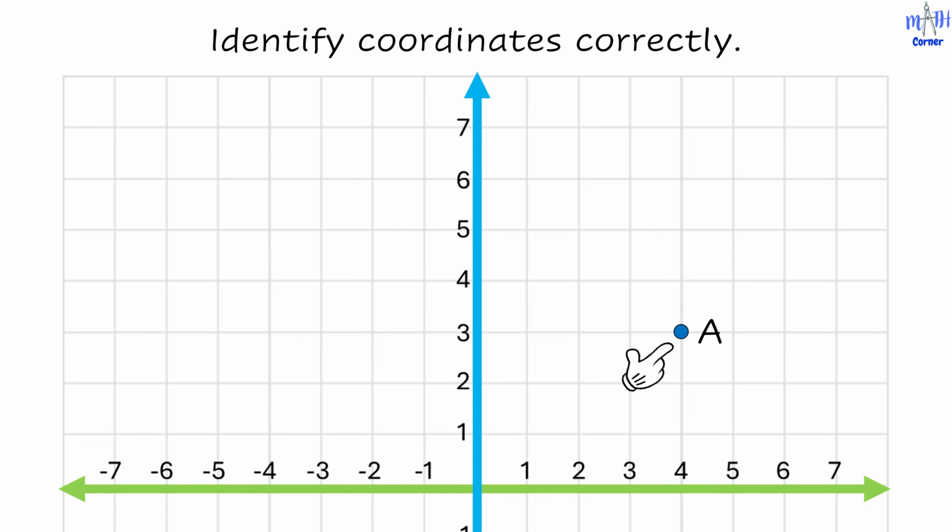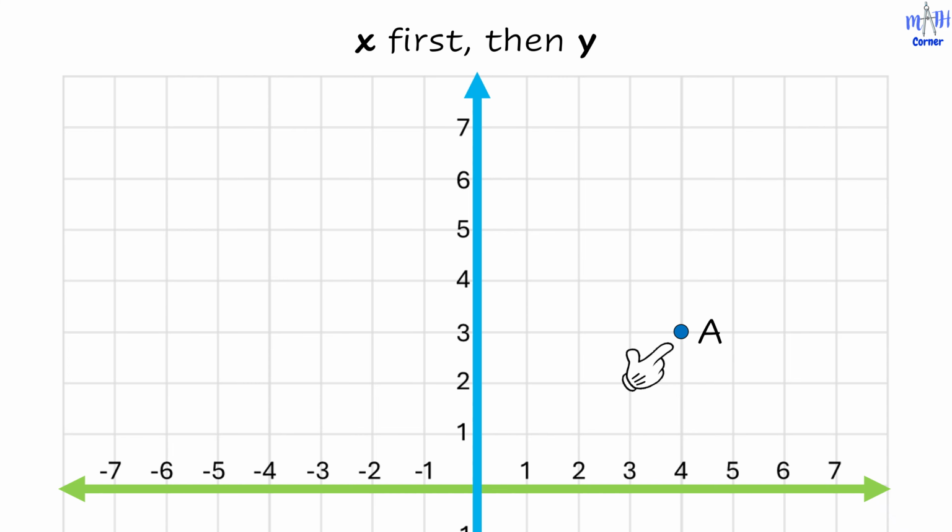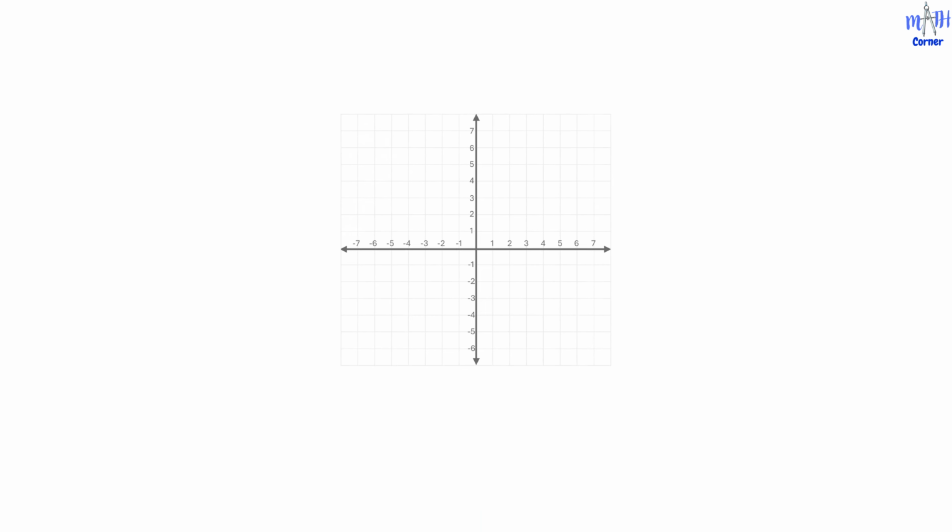Always remember this rule. X first, followed by y. X tells the horizontal position. Y tells the vertical position. So, when reading coordinates, move sideways first, then move up or down. Never reverse them. Let's have some examples.